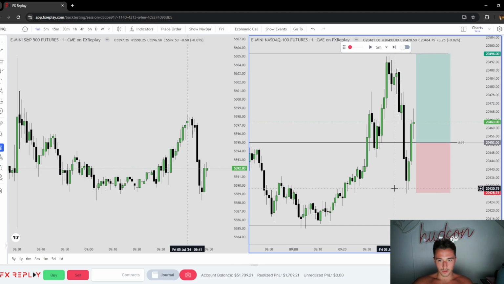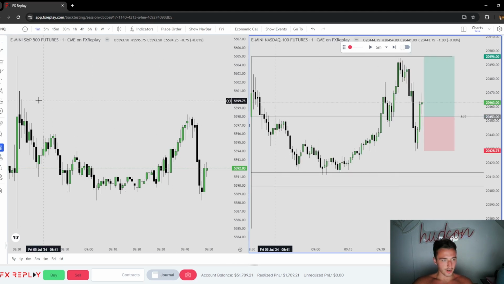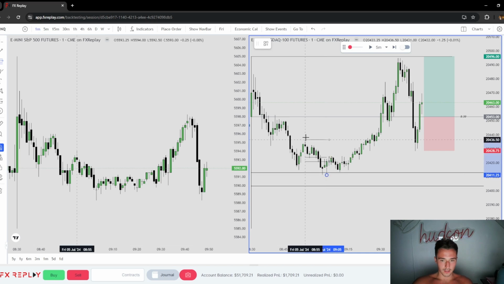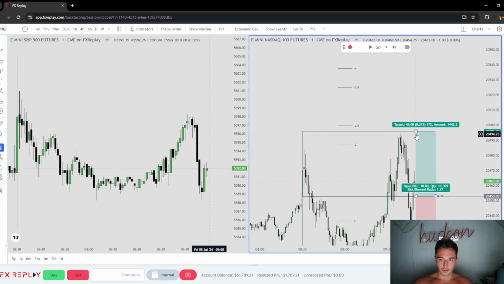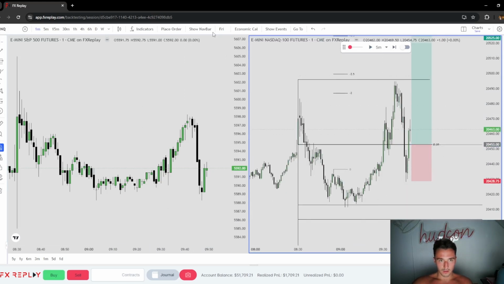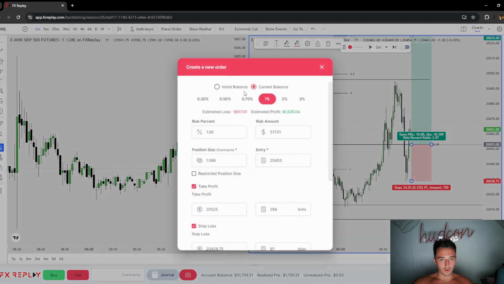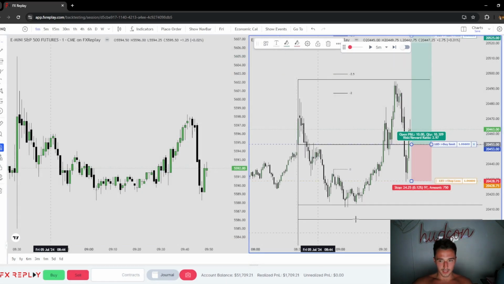It's not a 2R though. What else can we target, right? What else can we target? Let's take this manipulation leg. Ooh, 2.5 rejection. We can target here. That's what we can target. Boom. Let's see if we want to get tapped in.